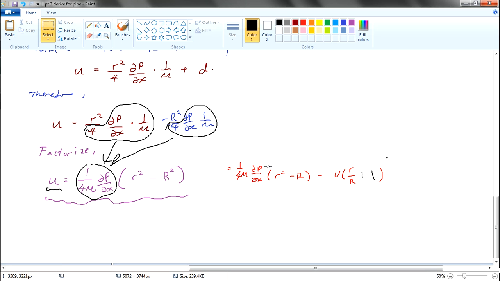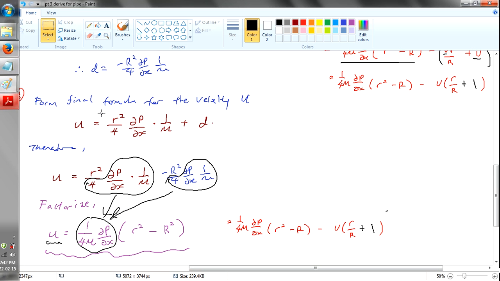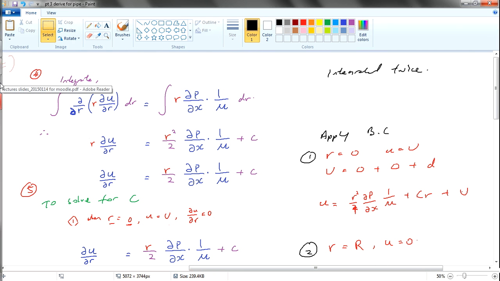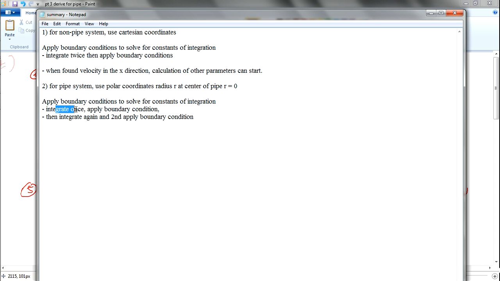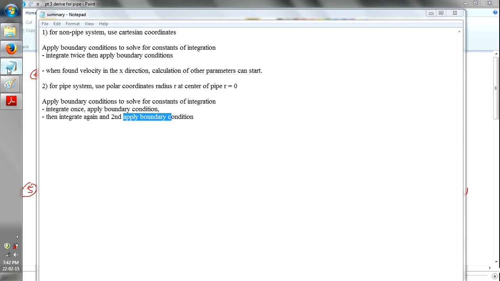On top of it, I can't confirm that this portion over here is the same as this portion, because I don't have the value, but more or less this should be the safest one, by first integrating one time, and then you apply boundary condition, integrate again, and then apply second boundary condition.